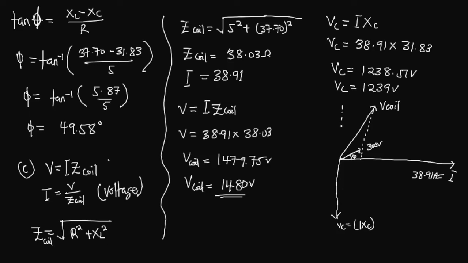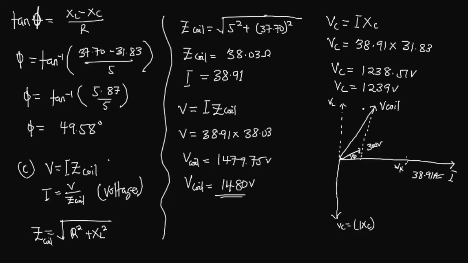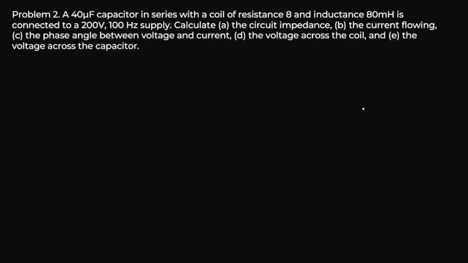So ideally this is supposed to be dotted. This is supposed to be our VL, and then we have a dotted line here. This is supposed to be our VR over here. So this is the phasor diagram for the example that we are looking at. All right, let's go ahead and look at another example.